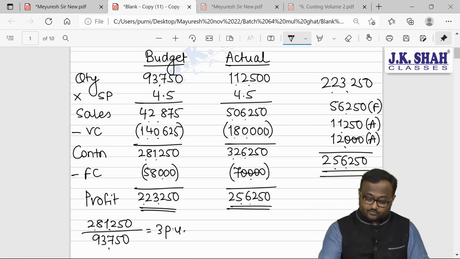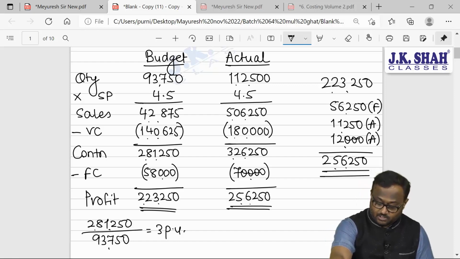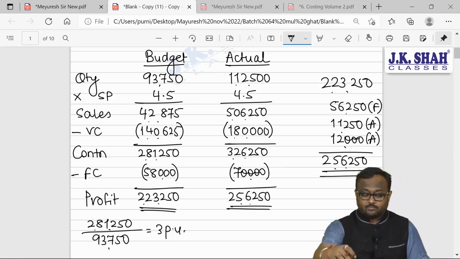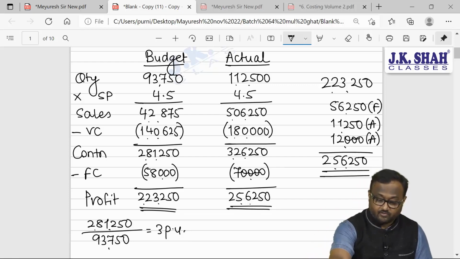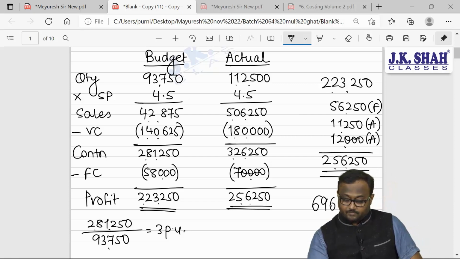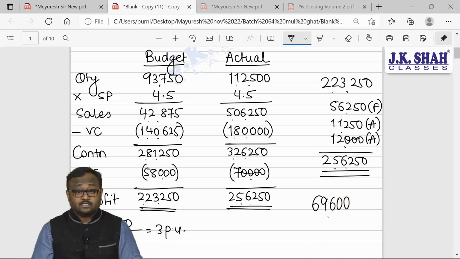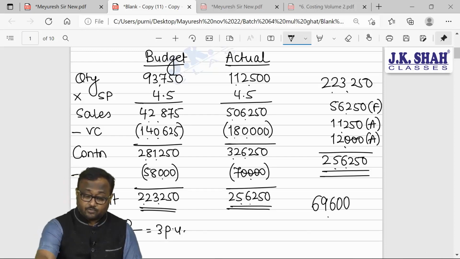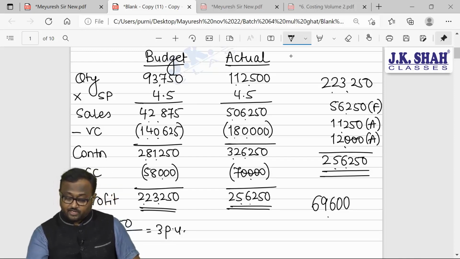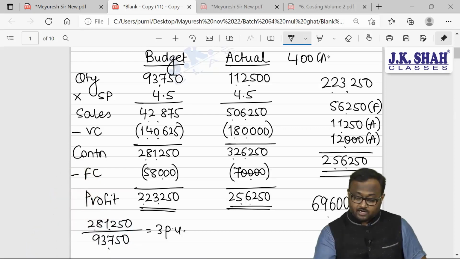See, this is your fixed cost, 58,000. 58,000 budgeted fixed cost, 93,750 budgeted quantity, 0.16186 something is your absorption rate, multiplied by 112,500. This will give you fixed overhead absorbed 69,600. Out of 69,600, when I have absorbed 69,600 but I incurred 70,000, oh my God, so 400 adverse is cost variance. Budget variance is 12,000 adverse because I expected less and I had to incur more.